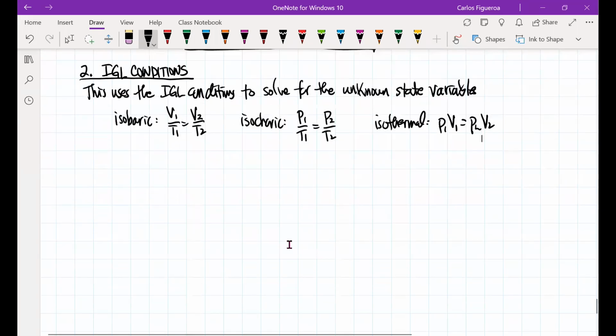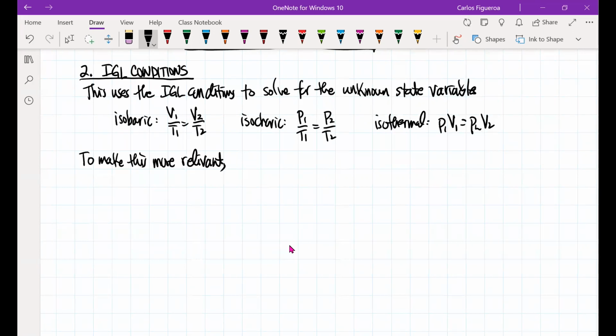Okay, so I want to be careful here. So to make this more relevant, I will slightly change this question. So it's not the same.